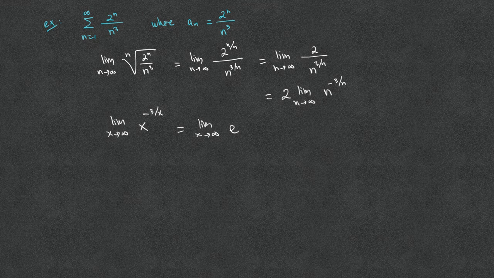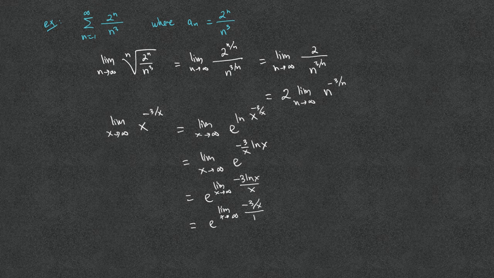But the limit as x goes to infinity of x to the negative 3 over x can be evaluated using e to the ln. We move minus 3 over x to the front of ln, and then we use L'Hopital's rule. The derivative of ln of x is 1 over x in the numerator, and the derivative of x in the denominator is 1. As x goes to infinity, minus 3 over infinity is 0, so this limit is 1. So the original limit is 2 times 1, which is 2, greater than 1. So by the root test, the series 2 to the n over n cubed diverges.